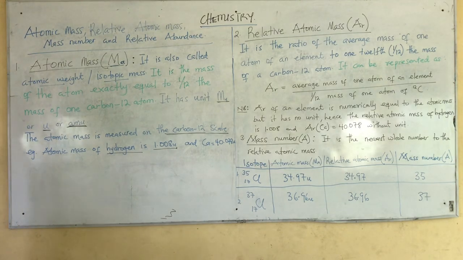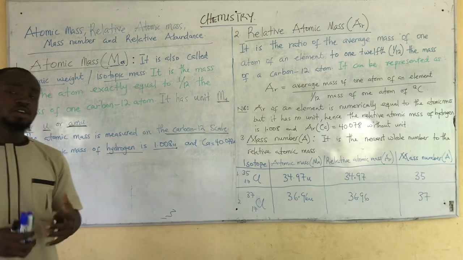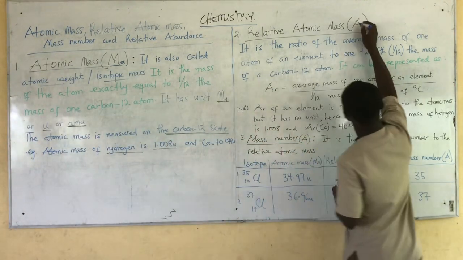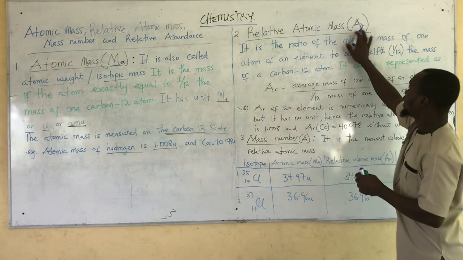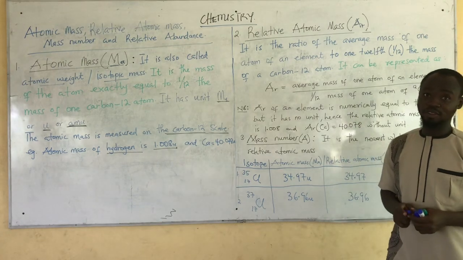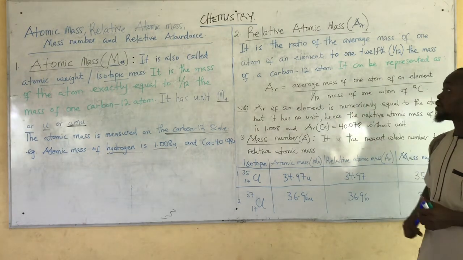Now the second terminology is the relative atomic mass. The relative atomic mass is denoted by AR, so A and then R. Anytime you see AR, we are talking about the relative atomic mass.